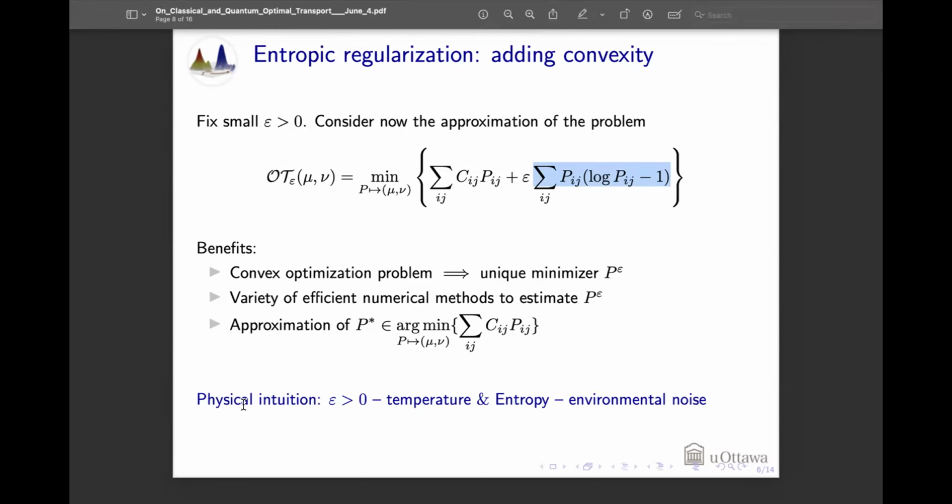Okay, so there is also a physical intuition for this problem. As I mentioned before, these problems can arise in, for example, quantum chemistry, and this epsilon times entropy can be the external noise that is coming from the environment, so that epsilon is the temperature of the environment, and the entropy gives you the noise.